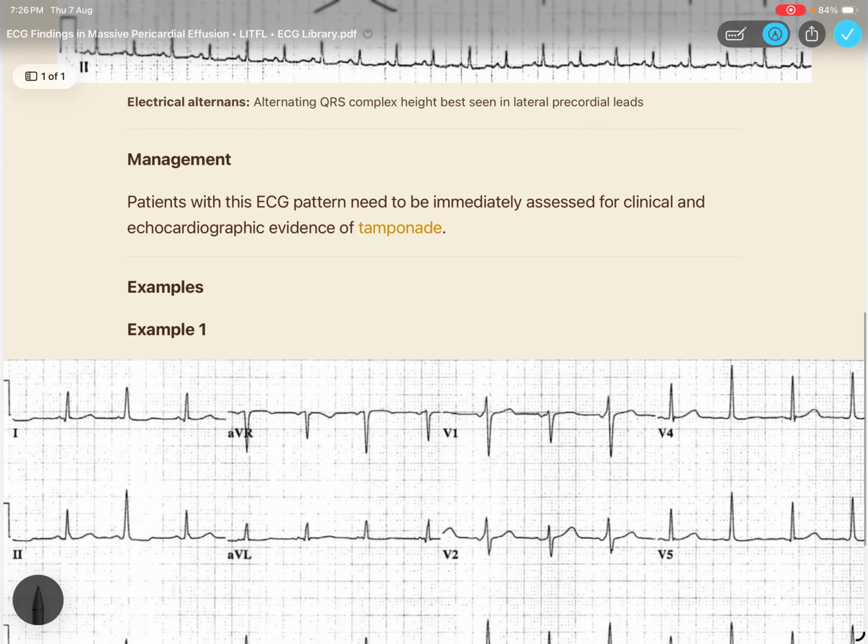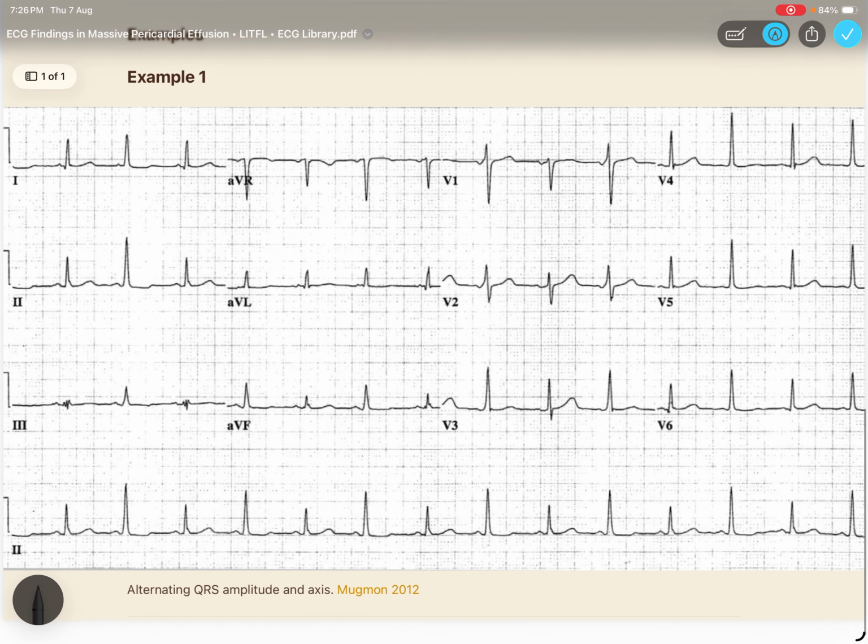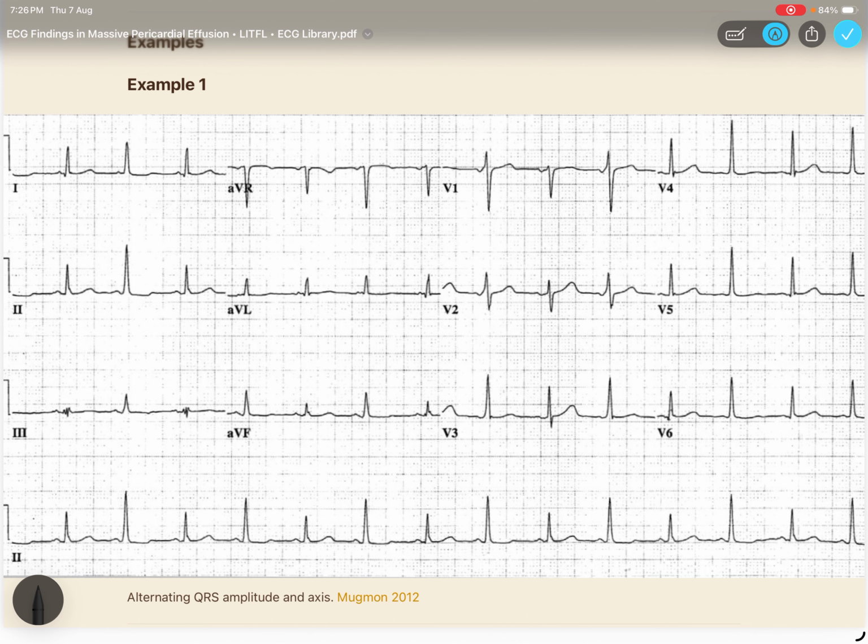Management: the patients with this ECG pattern need to be immediately assessed for clinical and echocardiographical evidence of tamponade. Clinical evidence, what would that be? Tamponade you can read about, but in very brief for pericardial effusion, muffled heart sounds are important. You can look at the BP, you can look at the heart rate, and those are good indicators of clinical decompensation in terms of tamponade or effusion.